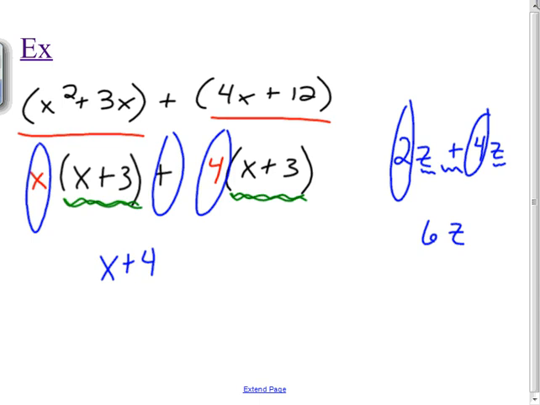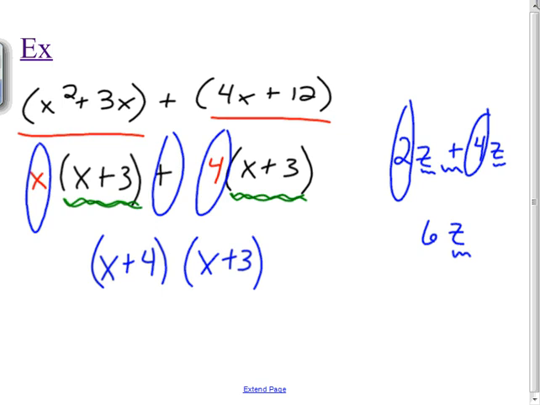And then that's attached to x plus 3, like the 6 was attached to z by multiplication. The x plus 4 is attached to the x plus 3 by multiplication. I can only do this because it's an x plus 3 in both of them. If one was an x plus 3 and the other was an x minus 3, I couldn't do it.